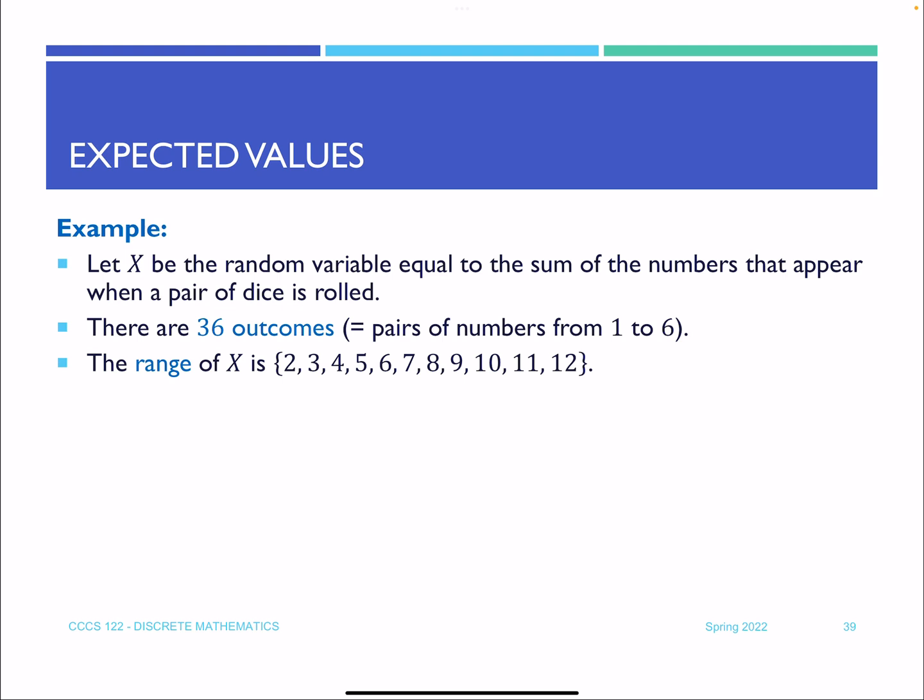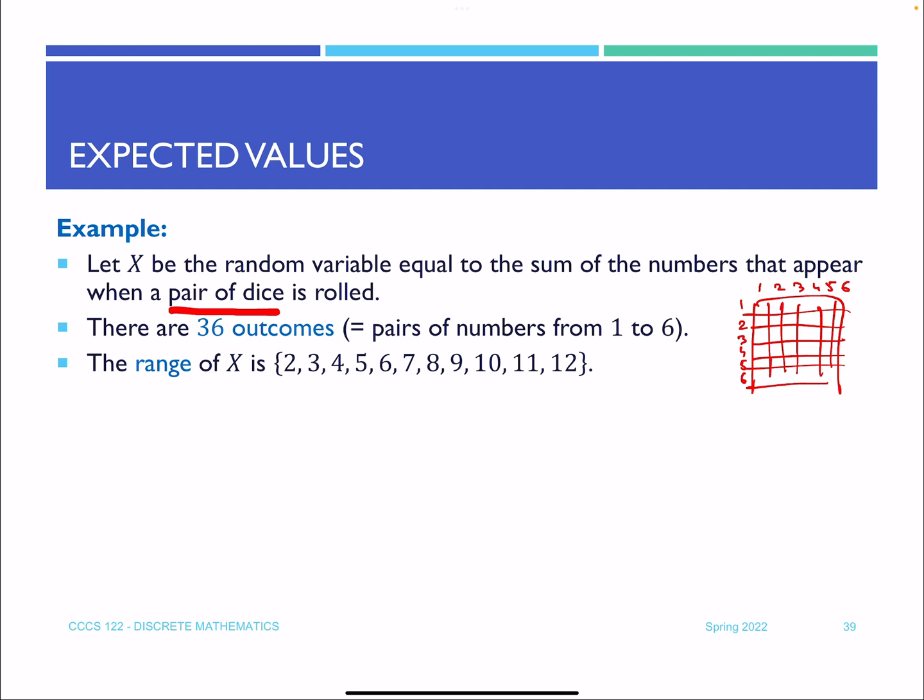So let's consider another random variable x, and it is equal to the sum of the numbers that appear when a pair of dice is rolled. So what are the possible sums that we can see when a pair of dice is rolled? So obviously there are 36 possible outcomes. So you can get 1, 2, 3, 4, 5, or 6 on die number 1, 1, 2, 3, 4, 5, or 6 on die number 2.